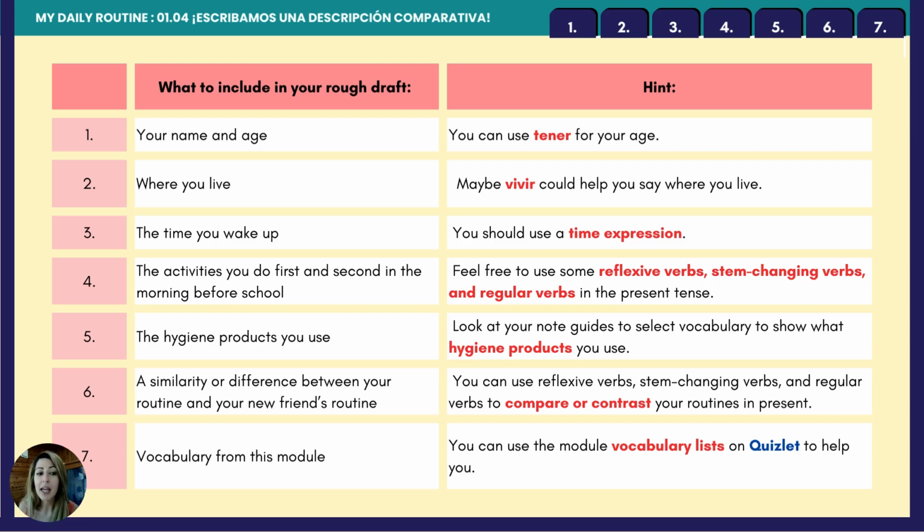Things like name, age, where you live, time you wake up, etc. And then in the hints, it's not only the content we need to include, but what vocabulary, what verbs, what grammar skills from this module so far need to be in this assignment. This is what I'm really assessing, is how you're able to use and apply the information and the skills you've learned so far into this assignment.